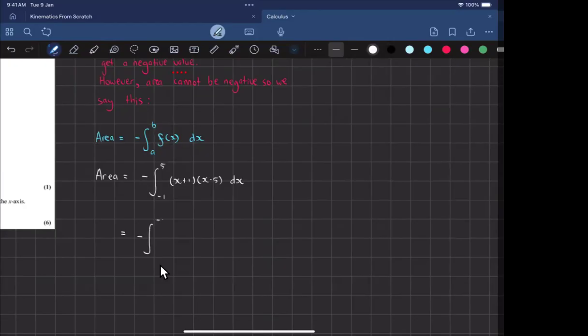All right, so let me do this quickly. Minus. Let me expand this quick. So Leah, in your head, expand that. You'll get x squared minus 5x plus x minus 5. Well, minus 5x plus x is minus 4x, yeah.